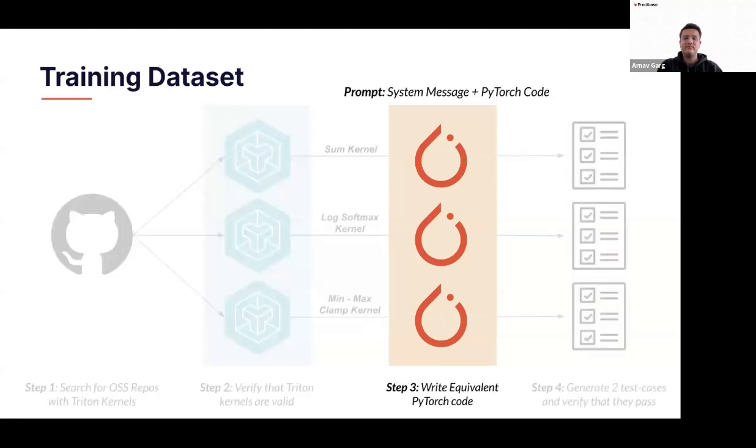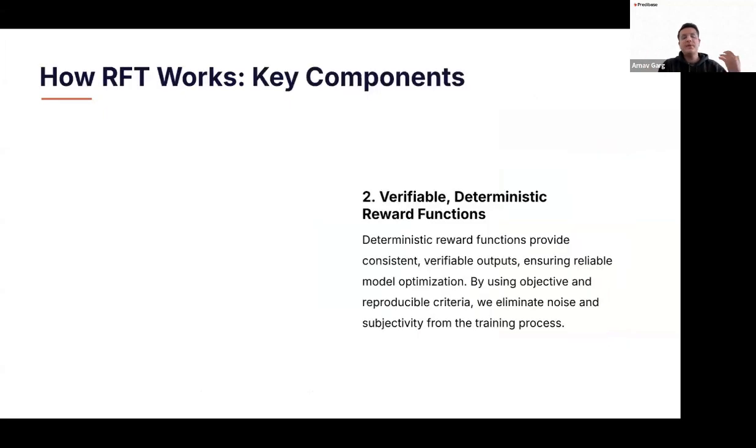So our training set is just 13, I want to be clear, 13 examples that have a system message and this PyTorch code. I showed you a snippet in the first slide. And the goal is basically to tell the model to write the equivalent Triton kernel. So now that we have our data set handcrafted this way, it only took me about 30 minutes or so to get this there, or maybe an hour.